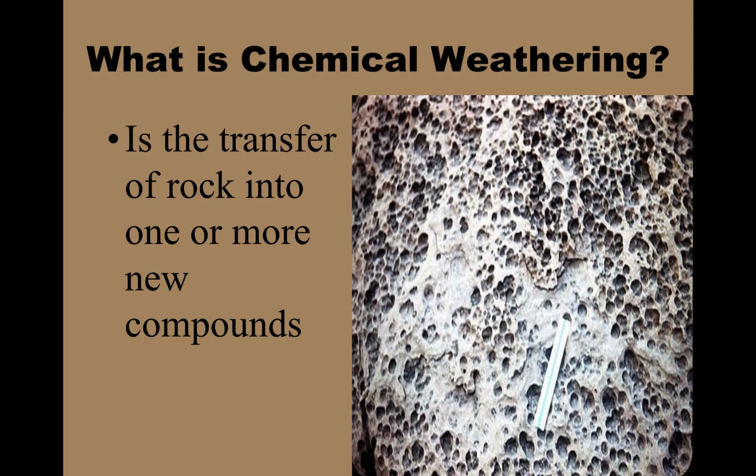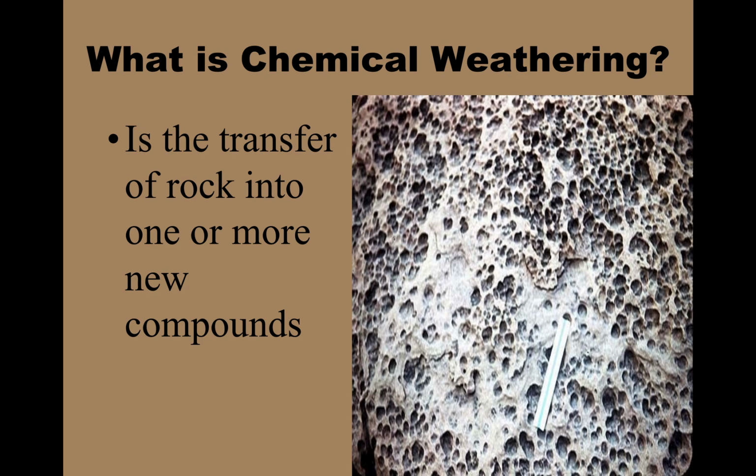Moving on, the next type of weathering is chemical. Chemical is the transfer of rock into one or more types of compounds. This is through the process of chemical reactions.